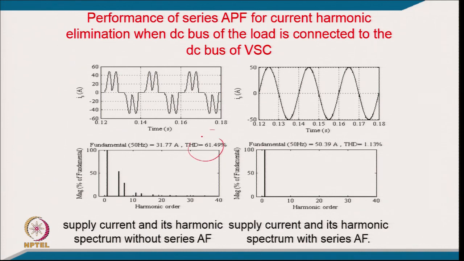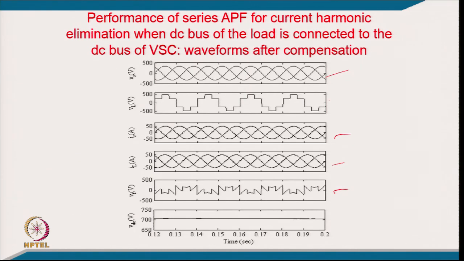And you can see again, without compensation, if you do not have a series active filter, this was the THD, and now the THD is reduced to 1.13%. So, the current becomes almost sinusoidal in such a voltage fed load, and the rating is also quite low in this case, because you do not have to inject a large voltage. Just see how much voltage you are injecting in series.